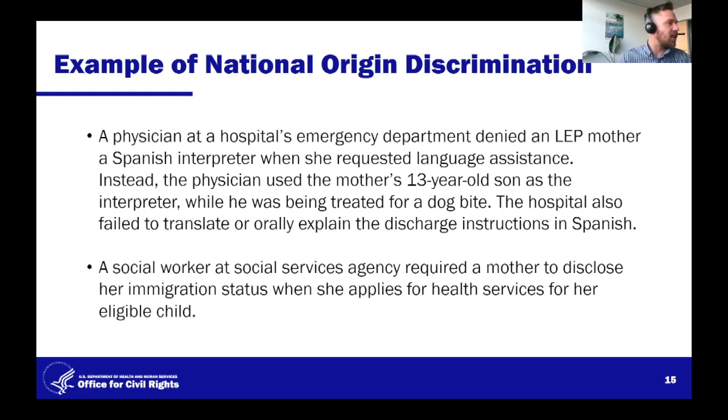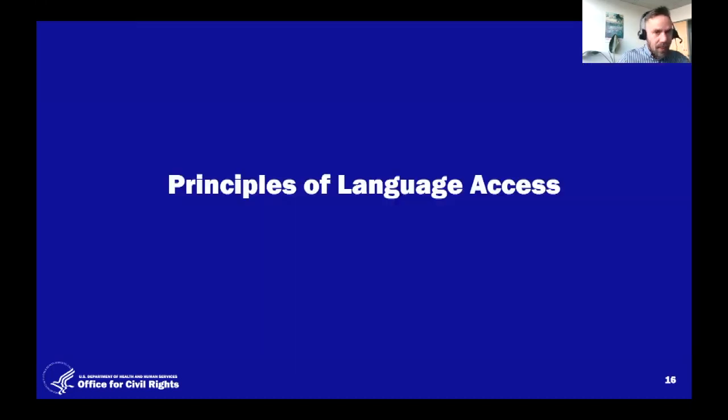The second example is a social worker at a social services agency who required a mother to disclose her immigration status when she applied for health services for her eligible child. That is also an example of race, color, and national origin discrimination, but it is outside the language access context. Those are examples of the two areas that we look for when we're talking about Title VI and 1557. So let's move on to principles of language access.